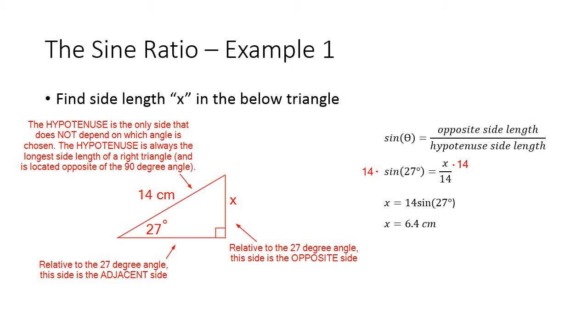You can put this quickly in your calculator by just plugging in 14 sine 27. It will know to multiply 14 by sine 27 degrees. Remember, sine 27 degrees is just a number. If you just put that in your calculator, you'll get some decimal number.